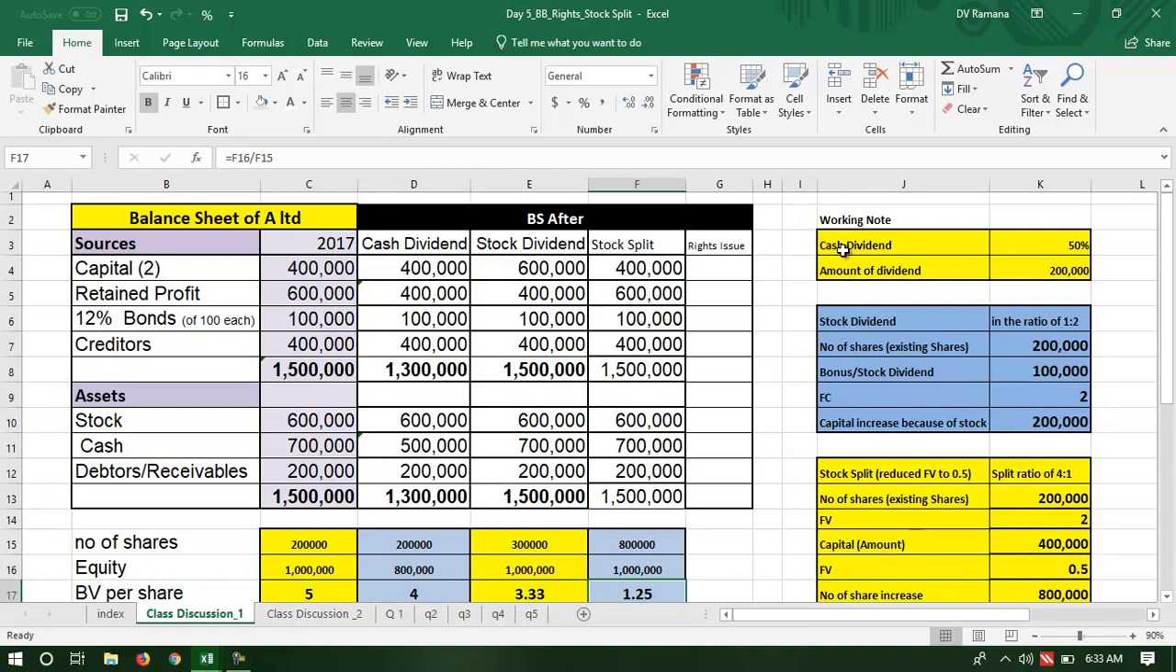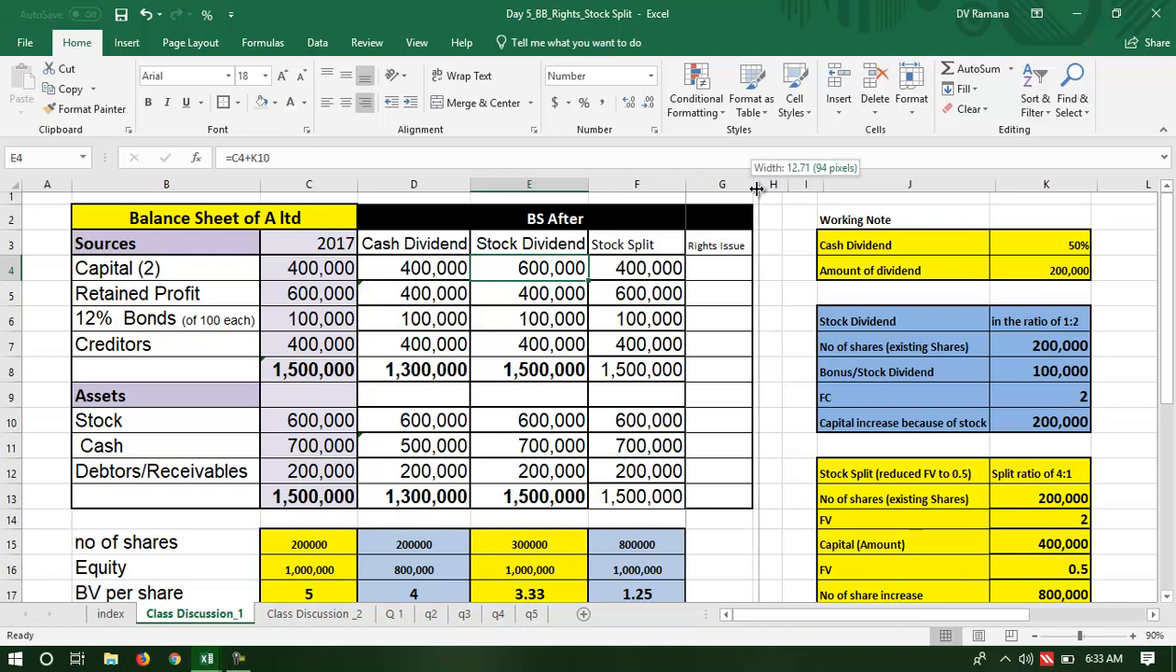So in cash dividend, cash changes and retained profit changes. In stock dividend, no change in the cash, but the profit reduces, and the number of shares increase. In case of stock split, no change in the retained profit, only the number of shares change and no change in the capital, so the book value changes.